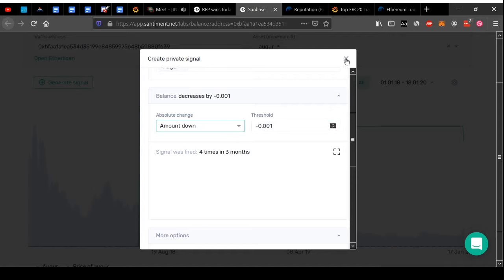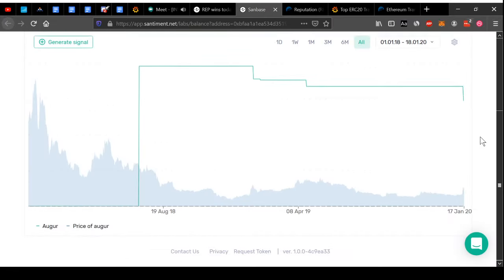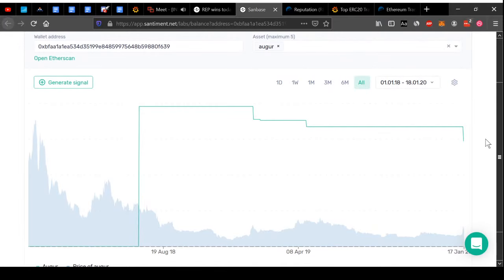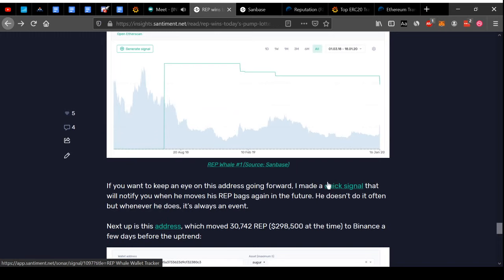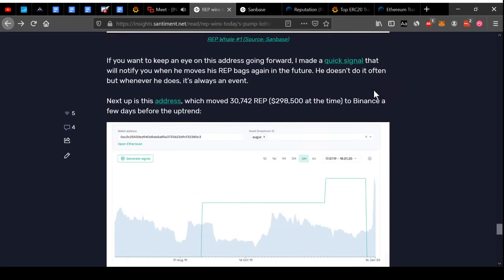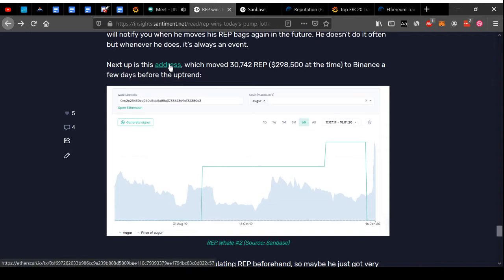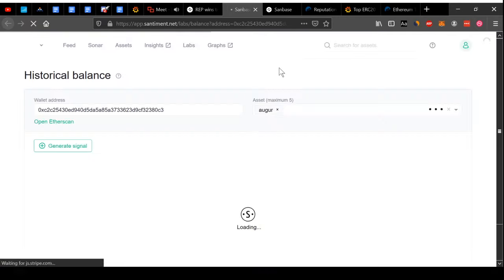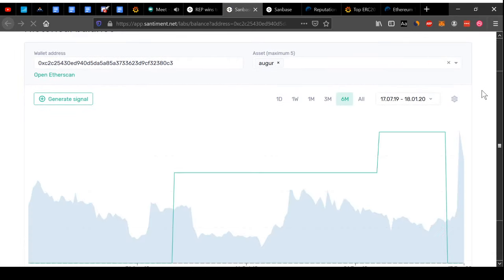So anytime that this wallet starts moving his funds again, tell me so that I can know if I'm in rep to get out of rep. And so I've actually generated a signal for it. You can find it here to subscribe for exactly this type of alert. So this is address number 1. The next one that I found by looking at these specifically is address number 2. This one is a bit less interesting, but still kind of fascinating to look at for future reference.